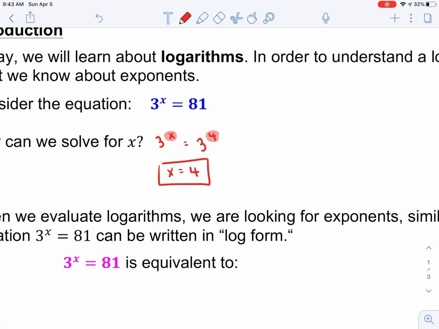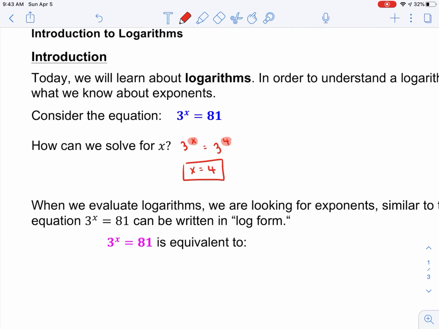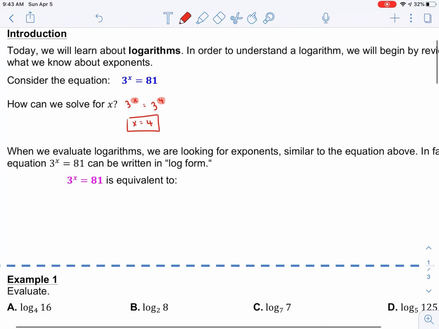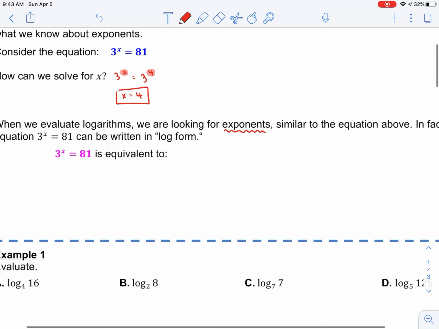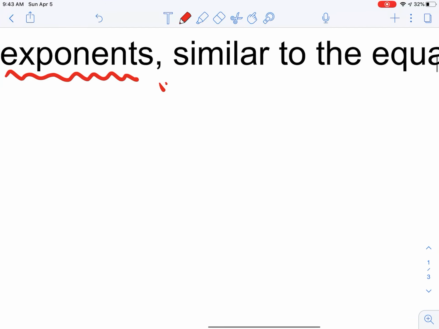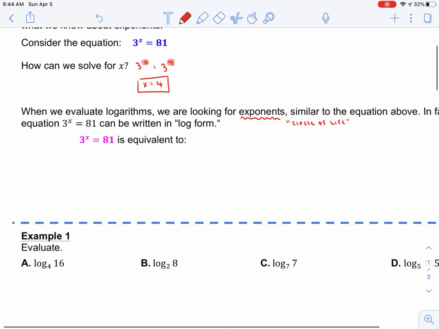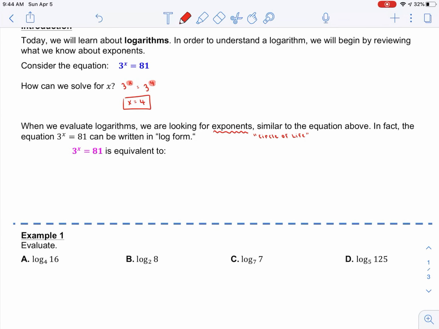When we talk about logs, we're really talking about the exponent some base needs to be raised to equal a number. In this case, the exponent's 4 and the base is 3 because 3 to the fourth power is going to equal this number of 81. So we're really just looking for exponents when you see the word log. And you're going to hear me use this terminology, circle of life. I'll explain what that means in just a moment. But the circle of life is going to help us find what exponent we're looking for.